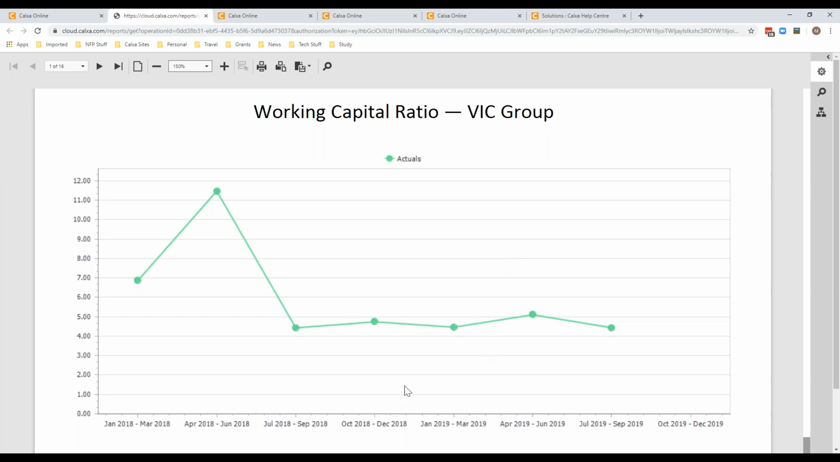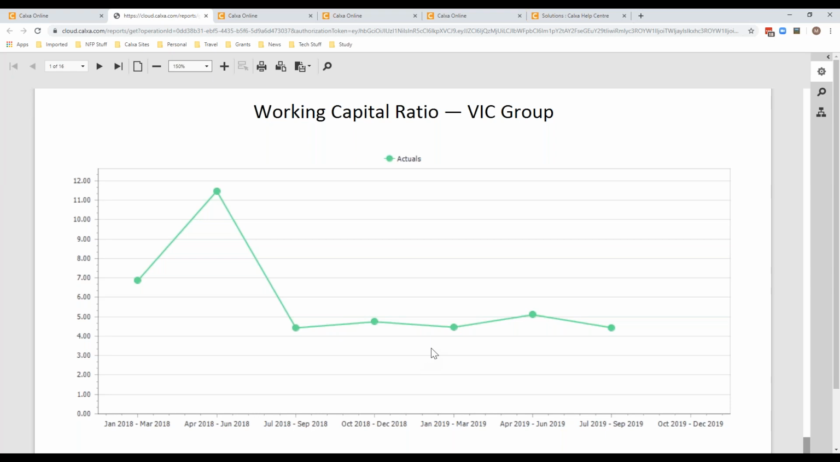And the absolute minimum that is normally considered sustainable is a ratio of 1. So current assets are equal to current liabilities. Less than 1 suggests you've got some serious cash flow problems. This organization has got 5. So our current assets are 5 times our current liabilities. That's a comfortable position to be in.